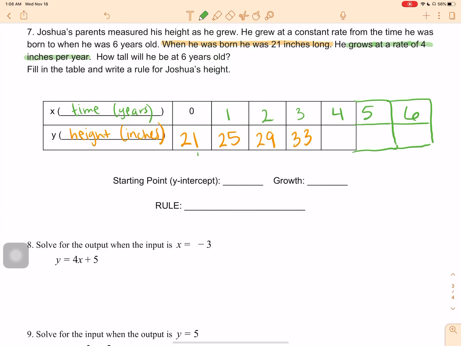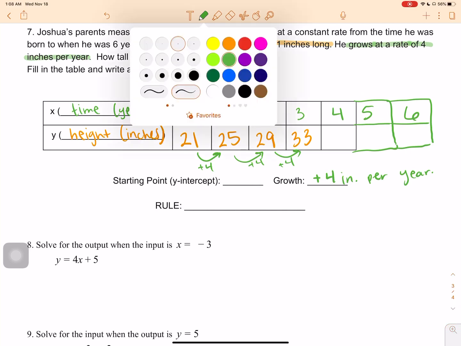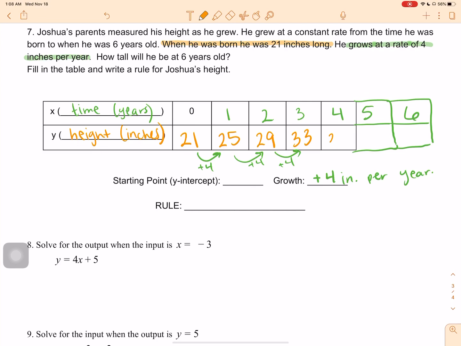So here, I'm going to write plus 4. That is my growth, plus 4, plus 4. You can also label it down here, plus 4 inches per year. So he's growing 4 inches every year. If I keep on going, I'll end up with 37, 41, 45.